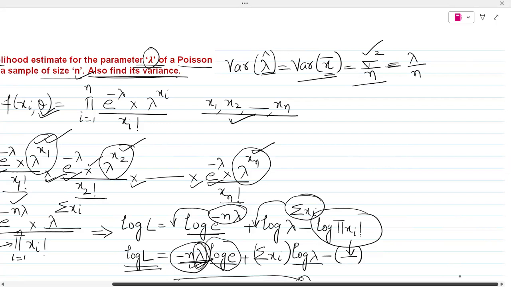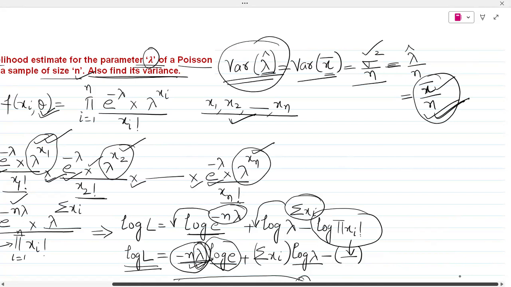Once again, since we don't have the exact known value of this lambda, we use its estimated value. And what is that estimated value? It is nothing but once again the sample mean. So it is x bar by n, where x bar is the sample mean, and x bar by n is the variance of this MLE, which was being asked here.